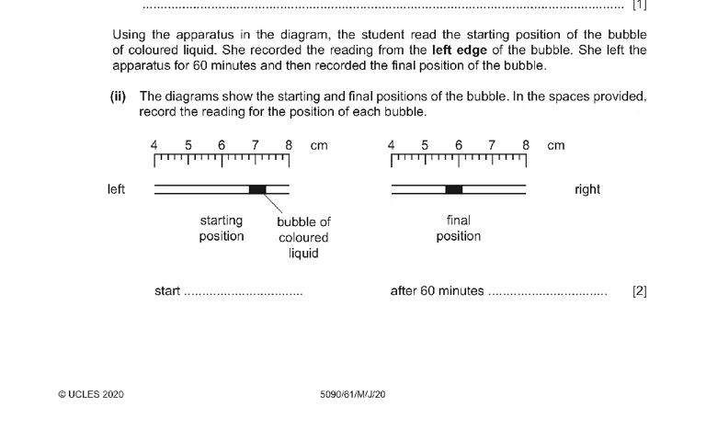Using the apparatus in the diagram, the student read the starting position of the bubble of colored liquid. She recorded the reading from the left edge of the bubble. She left the apparatus for 60 minutes and then recorded the final position of the bubble. The diagrams show the starting and the final position of the bubble. In the spaces provided, record the reading for the position of each bubble.